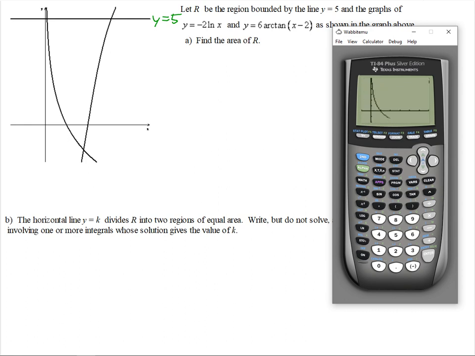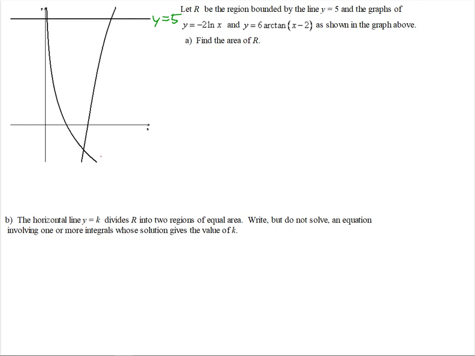Graph, there's the first one, -2 natural log of x, the graph's in order. And then there's the 6 arctangent of x minus 2. So let's label which one's which. So this one's y equals -2 natural log of x. And this one is y equals 6 arctangent x minus 2. All right, so it just says find the area of R, this region enclosed by this.